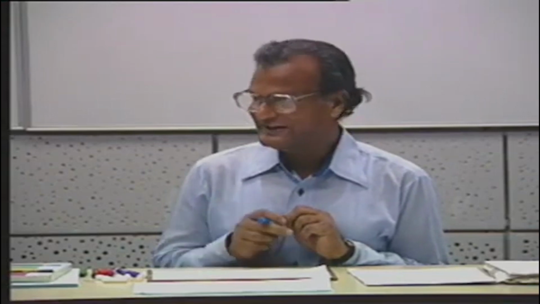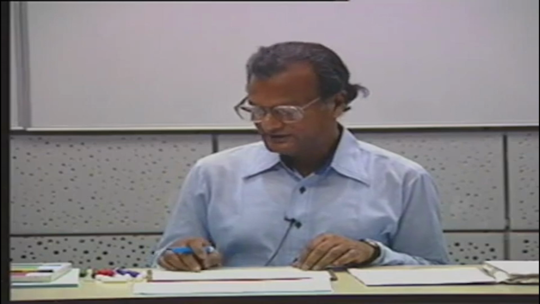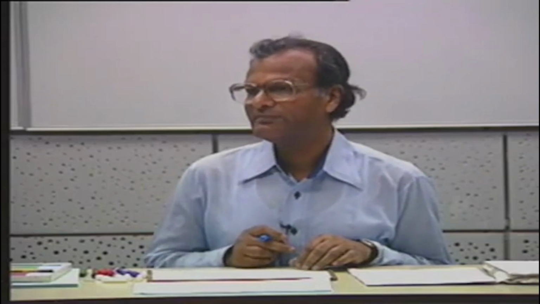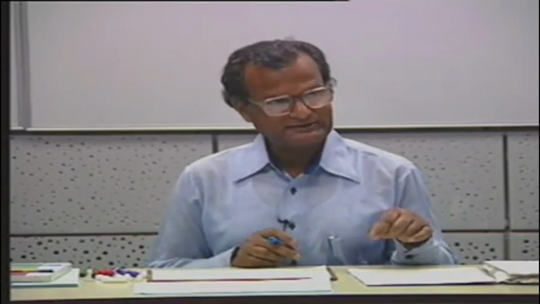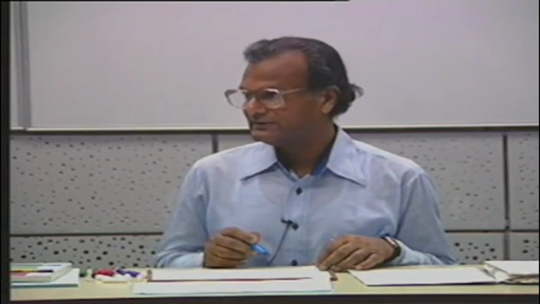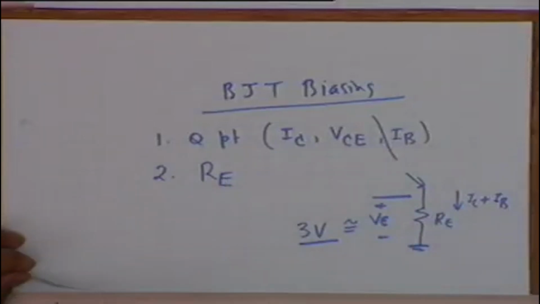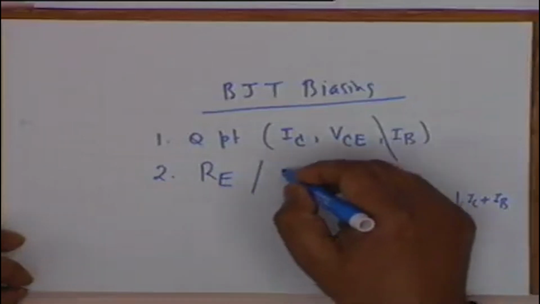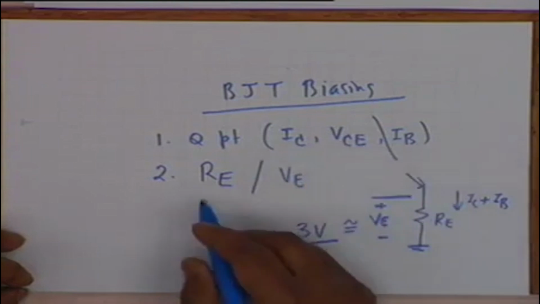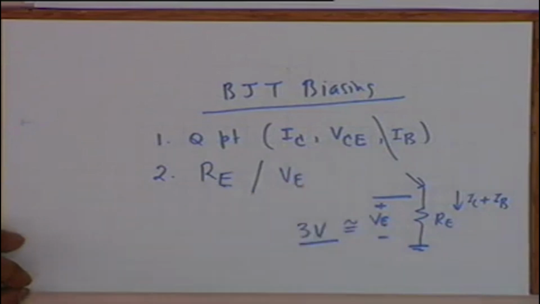This must be done with care. If Re is given, you need not do this. But if Re is not given, you assume this to be 20 to 25% of the given power supply, and then you can calculate Re because you know IC plus IB. So the second step would be to determine Re or V sub E. If Re is given, then you determine VE. If RE is not given, then you assume a VE and determine RE.